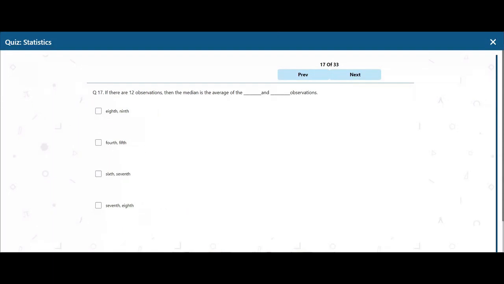Next is Shravan. There are 12 observations and the median is the average of 12 by 2, C option, ma'am. 6 times. Correct.